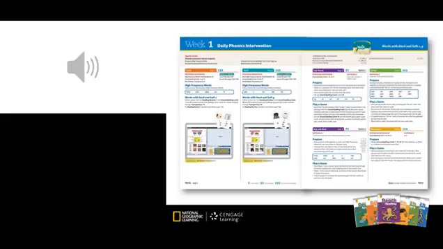In grade 3, your next page will be Daily Phonics Intervention. These lessons are provided as options for students who need a little additional support in the phonics instruction.